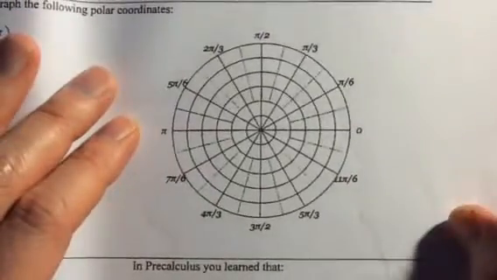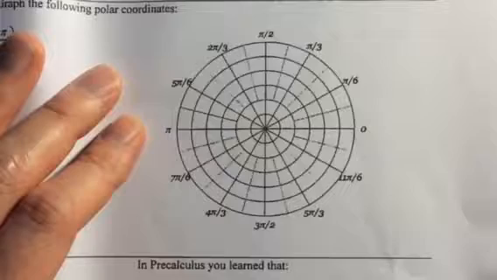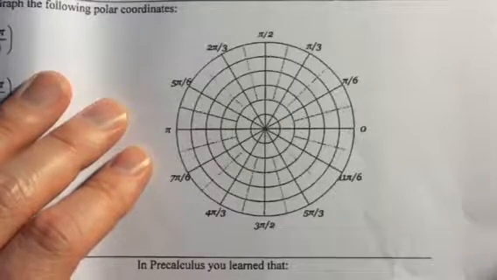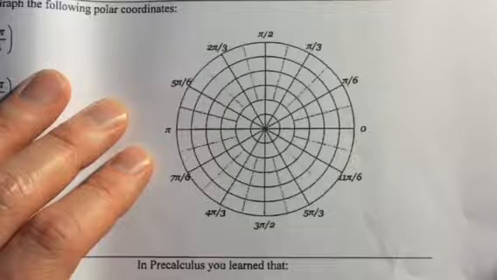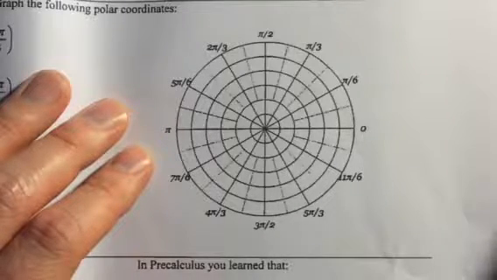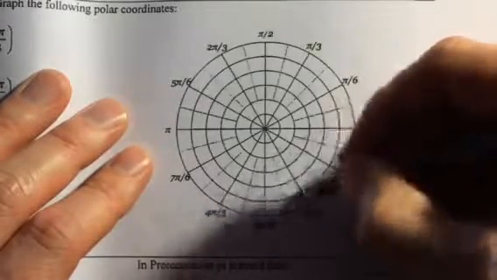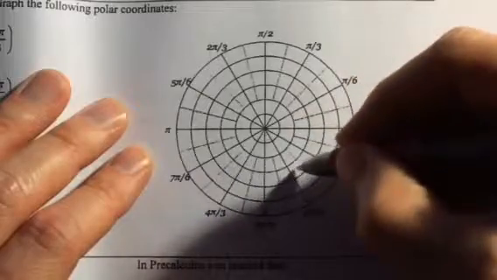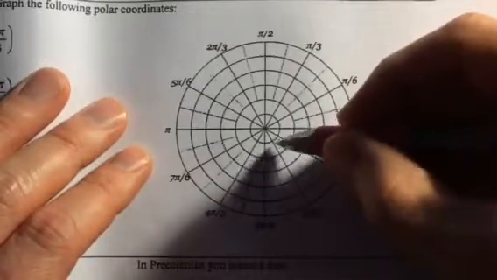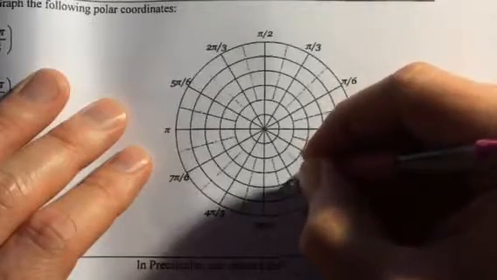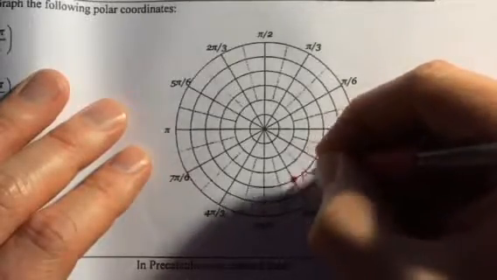Alright, so example 1 says graph these polar coordinates. So the first one, I'm going to go over here so we can just see the grid. We have P, which is at 4 and then 5 pi over 3. So we need to think about 5 pi over 3. So here it is right here. So we need to go all the way around here, and we need to move out 4 clicks. So 1, 2, 3, 4. So that would be where point P is.